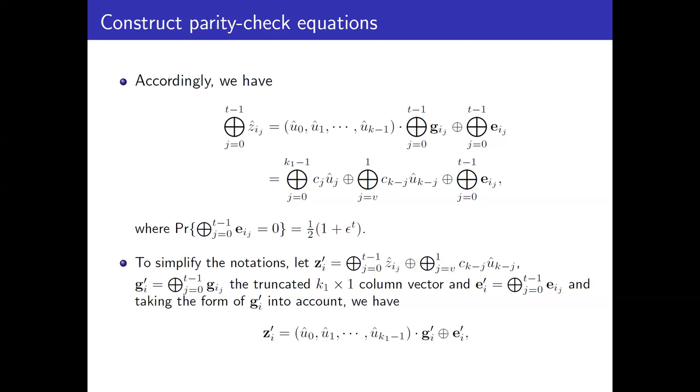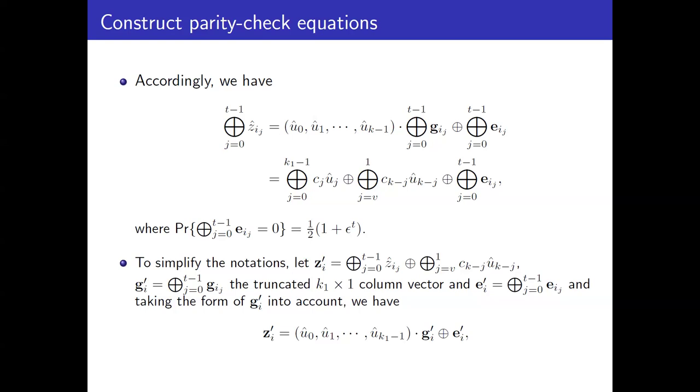Accordingly, we can make the substitution with the keystream variables, and we get this equation here. To simplify the notation, we let Z_i' represent this equation, and G_i' represent the XOR sum of the T column vectors and the truncated K times one column vector. The new noise variable e_i' is defined here, so that we have a new formulation of the problem as here.